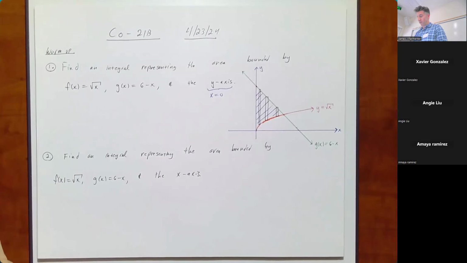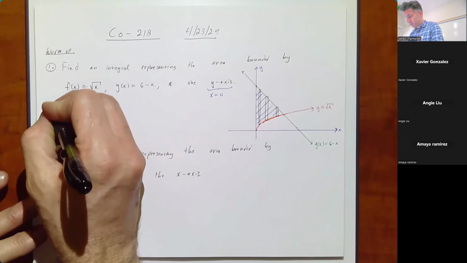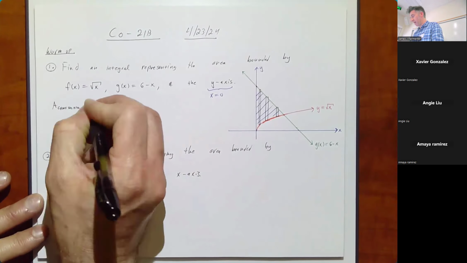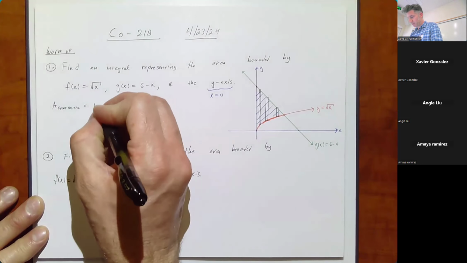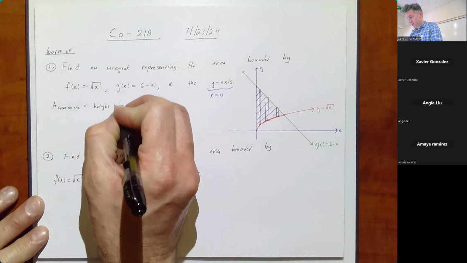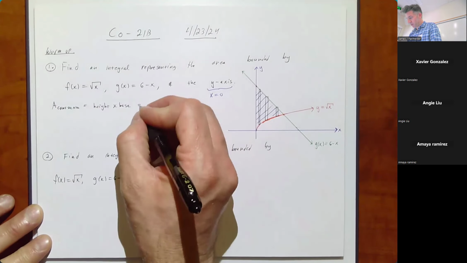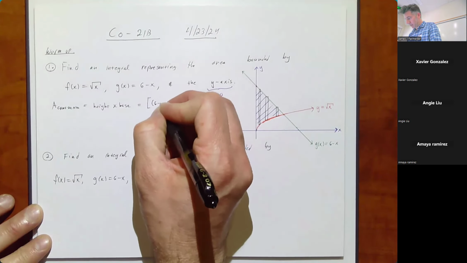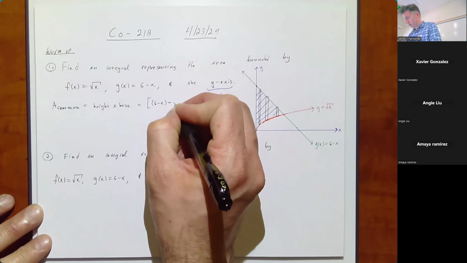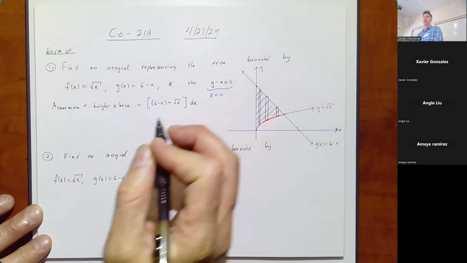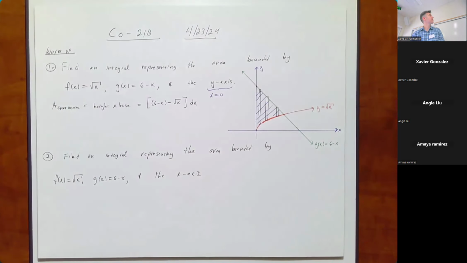So I'm thinking about the area of a cross section. That's going to be my height times my base, where the height is the top function minus the bottom function. That's going to be my 6 minus x minus the square root of x, times my base, which is a small change in x, dx. Can you all see that okay? If you need me to zoom in, I'm always happy to zoom in.